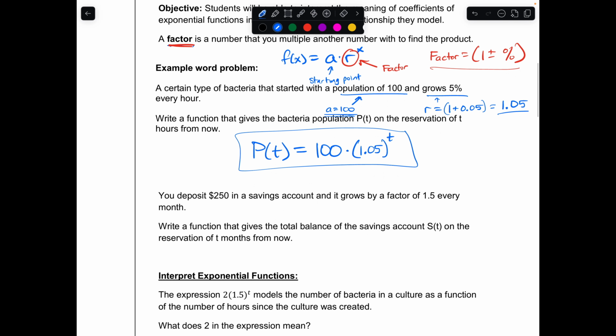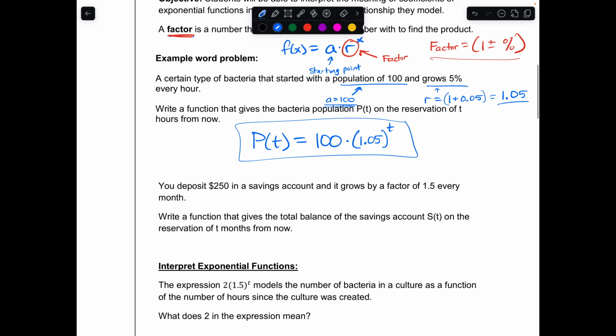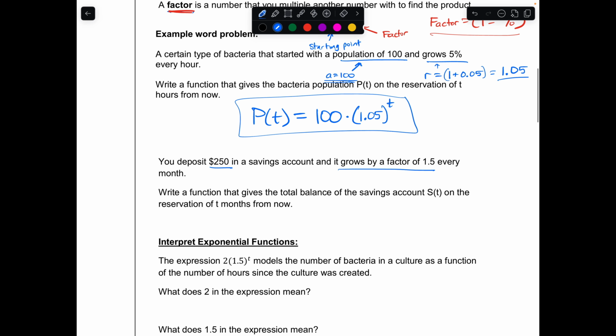We'll write a function to model this word problem. So it says you deposit $250 in a savings account, and it grows by a factor of 1.5 every month. Write a function that gives the total balance of the savings account S of t on the reservation of t months from now. So, which one's A, which one's R? That's our A, and this is our R.